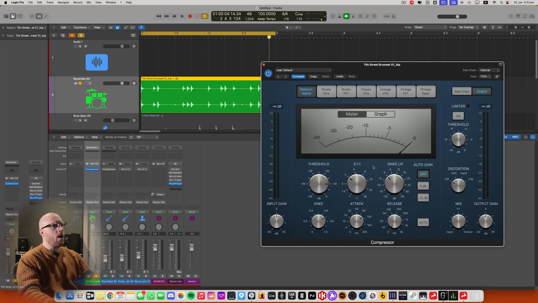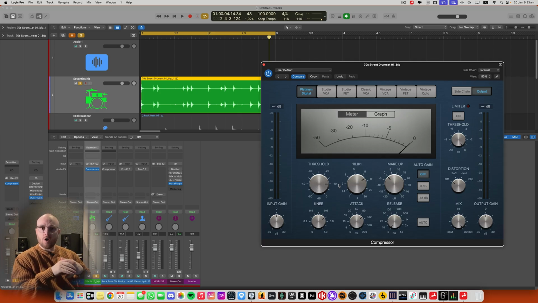We had 6, we're going to reduce that by 66%, and therefore we're going to only allow 2 decibels above the threshold. And the higher our ratio is increased, the more aggressive the compression becomes. So if we go to a ratio of 4 to 1, that is therefore a 75% reduction. If we go to 5 to 1, that is therefore an 80% reduction. And if we went all the way up to, let's say, 10 to 1, that is therefore a 90% reduction.